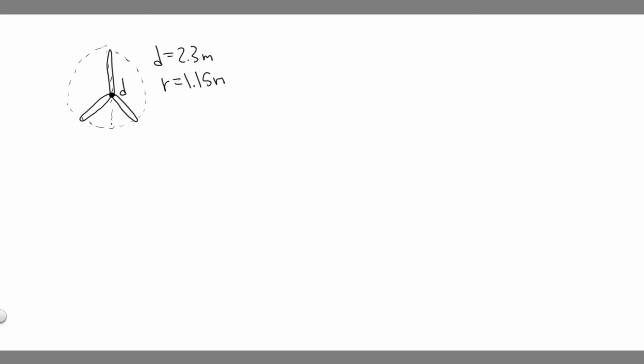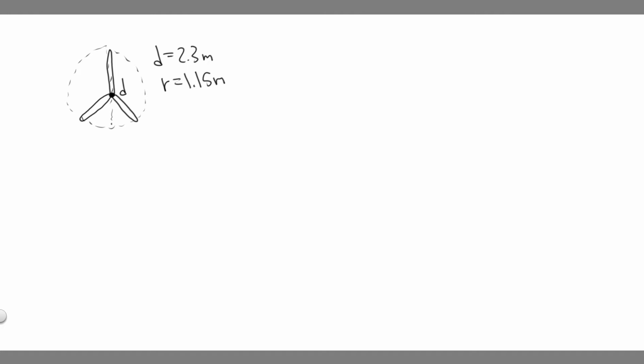In this problem, we're told the propeller of a World War II fighter plane is 2.3 meters in diameter. A. What is its angular velocity in radians per second if it spins at 1200 revolutions per minute? B. What is the linear speed of its tip at this angular velocity if the plane is stationary on the tarmac? And C. What is the centripetal acceleration of the propeller tip under these conditions? Calculate it in meters per second squared and convert it to multiples of g.